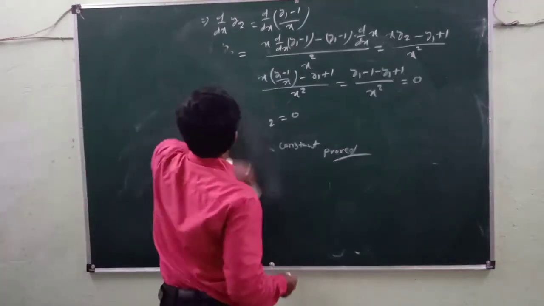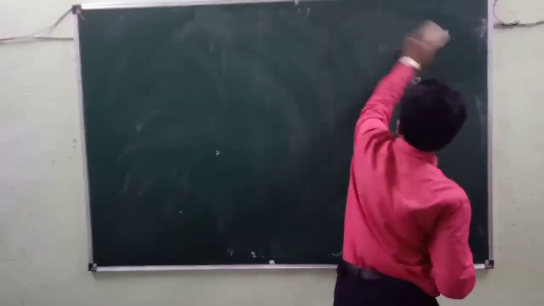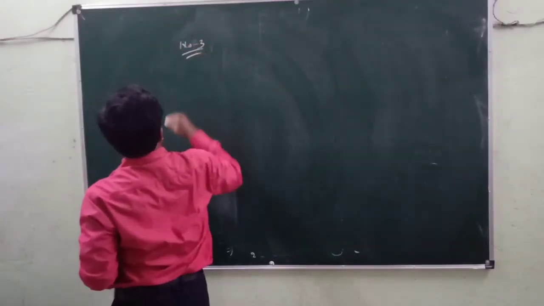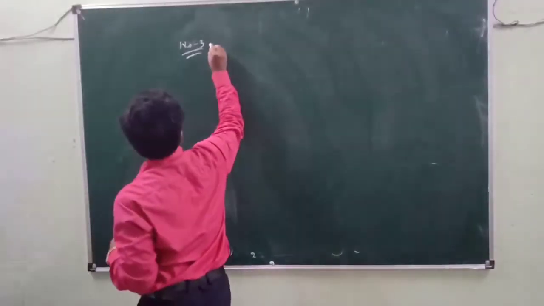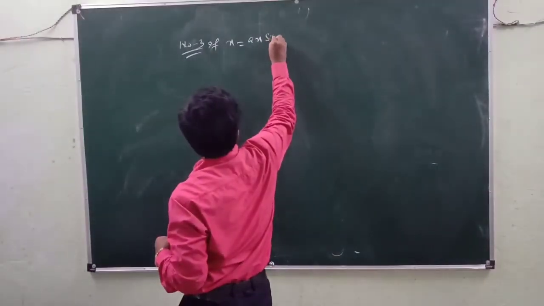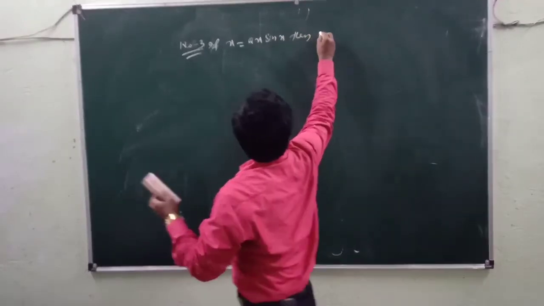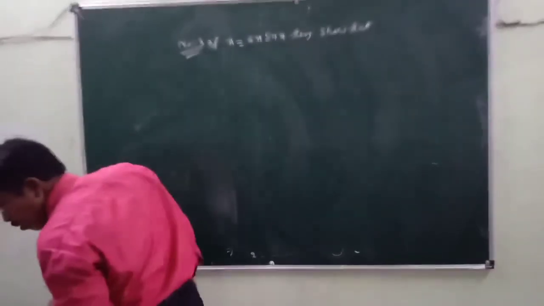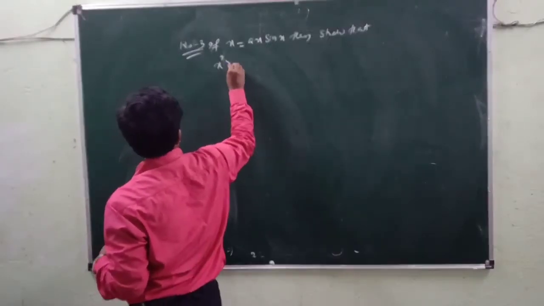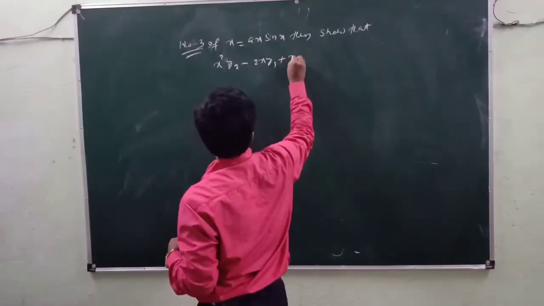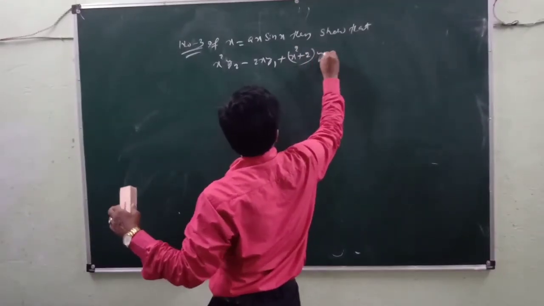Next number, number 3. It is given that if y equal to ax sin x, then show that x square y2 minus 2x y1 plus x square plus 2 whole into y equal to 0.